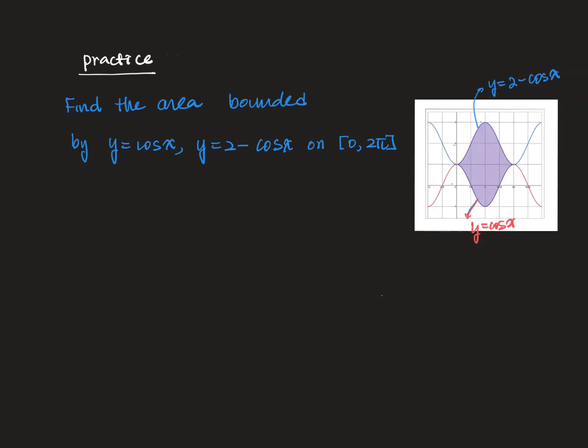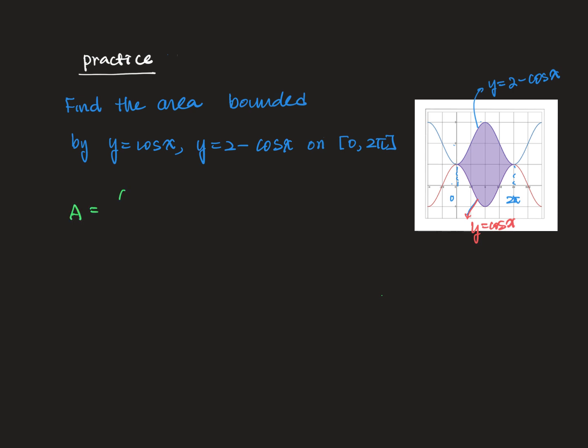Let's do the practice question here. You can pause the video and try to do it on your own. This one is to find the area between the two curves. The upper curve is y equals 2 minus cosine x, and the bottom curve is y equals cosine x. They give the interval of x, from 0 to 2 pi. So there is no intersection, right? So we're going to find the area right here.